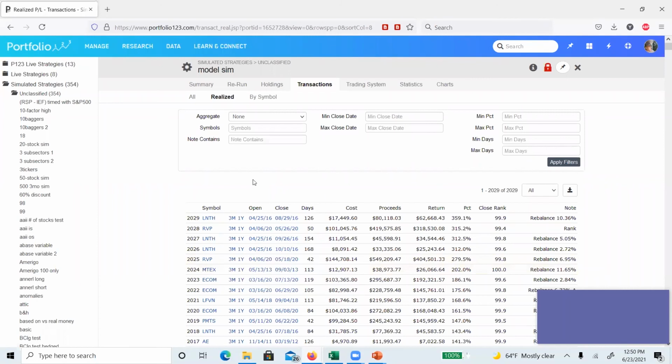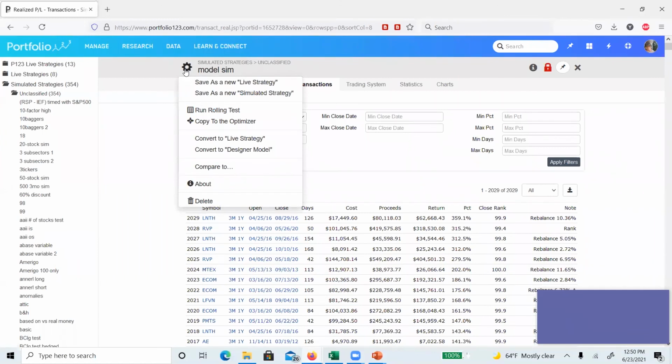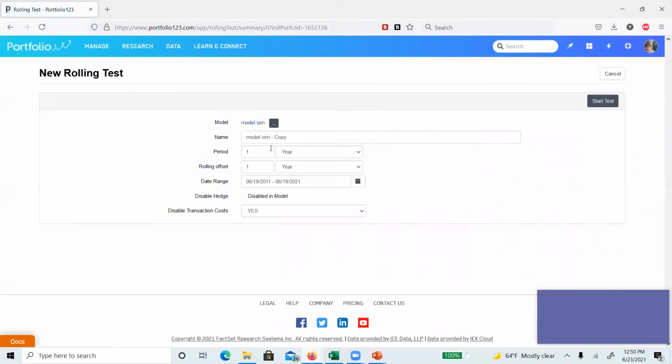So the next thing you can do, especially if you have a simulation with rather long holding periods or infrequent rebalances, is you go to the gear symbol and you can run a rolling test. And so you could say your period might be like, I don't know, 5 years, and you might want to run it every month, and then you can change the date range. You can disable or enable transaction costs, and then when you run it, this is going to take a long time to run, so I'm not going to run it.